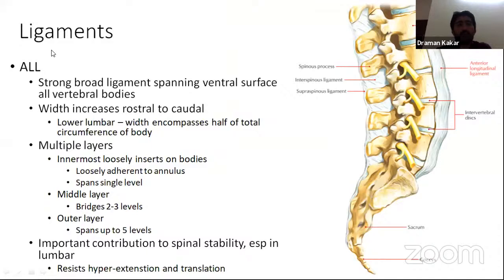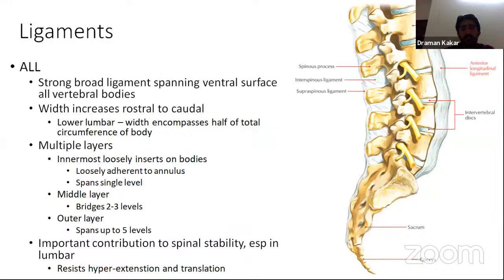Now we will discuss the different ligaments of the thoracic spine region. The anterior longitudinal ligament is the strongest broad ligament spanning the ventral surface of all vertebral bodies. The width increases from rostral to caudal, from the cervical down to the lumbar region. At the lumbar region, it almost covers half of the vertebral bodies. It is made of multiple layers: the innermost layer covers a single spinal level, the middle layer bridges 2 to 3 levels, and the outer layer covers up to 5 levels.